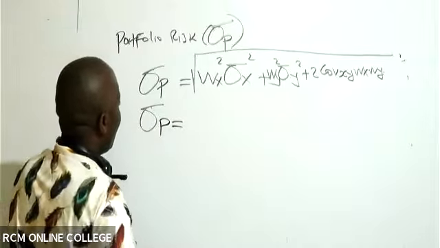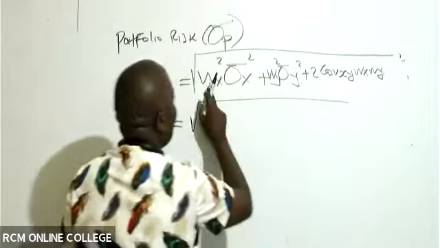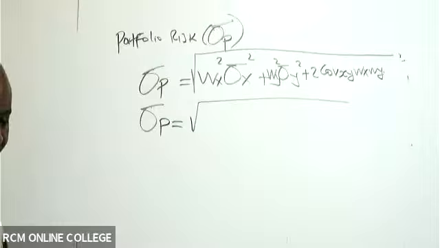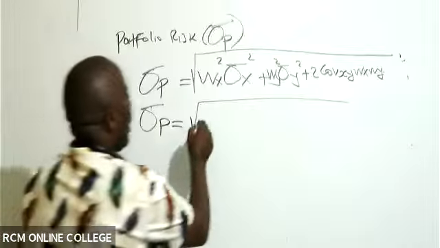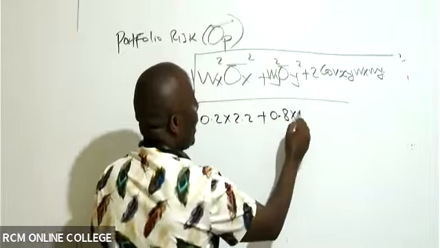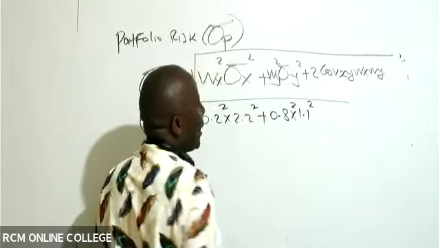We know that the standard deviation of the portfolio will be equal to... is there somebody who can still remind us the weight of X? 0.2. So 0.2 times 2.2, plus 0.8 times 1.1. Each one of them must be squared, don't forget the squares.